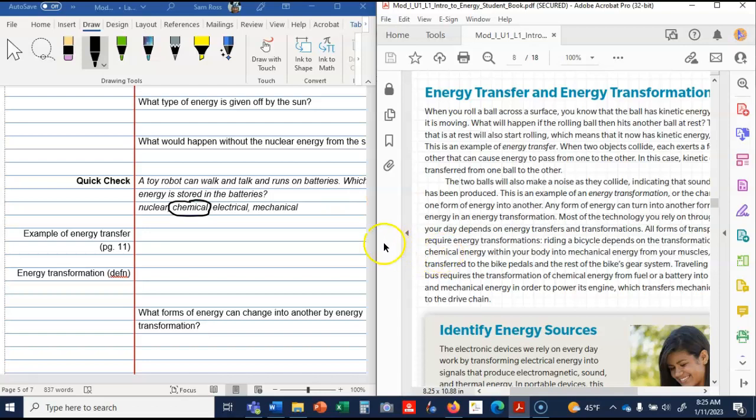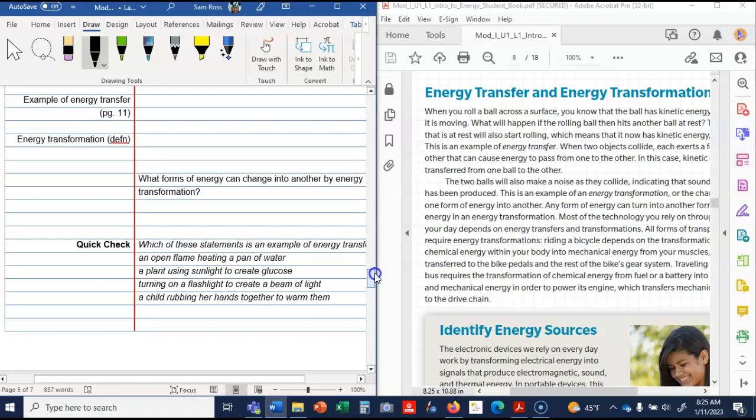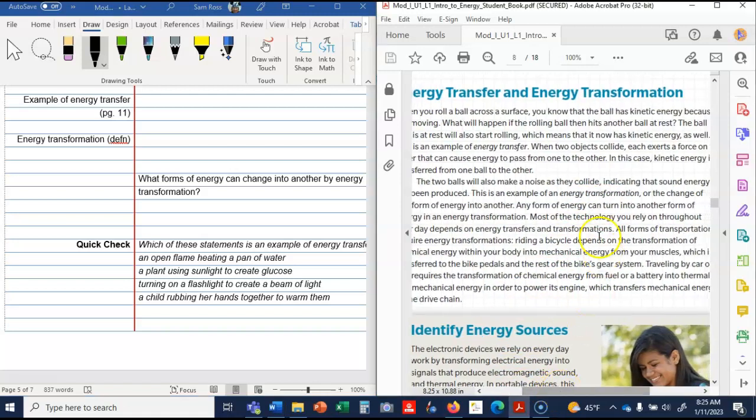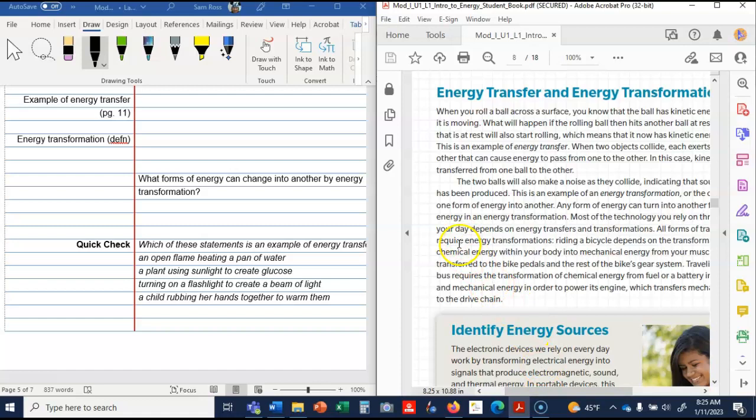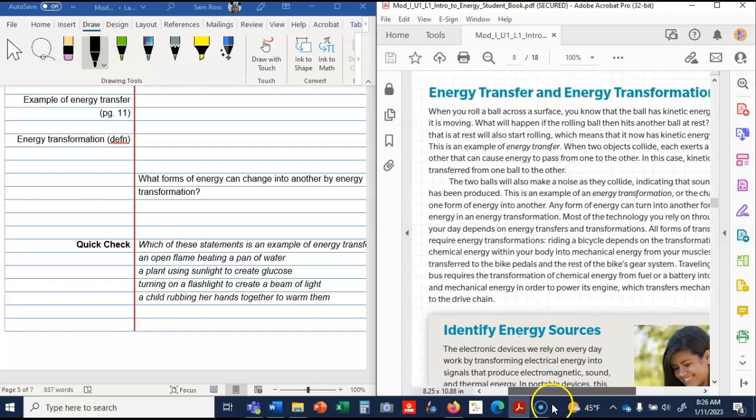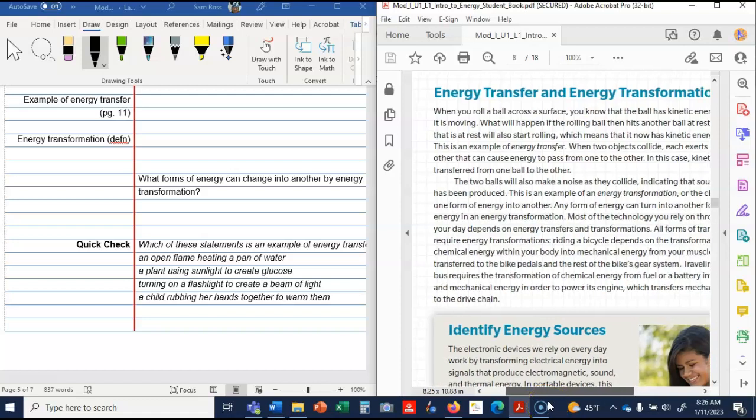Okay? So let's get the definition for energy transformation. So we are here. Energy transformation. Okay, so we have an example. Right there, in the second paragraph, the second sentence, it says, this is an example of energy transformation, or the change of one form of energy into another. That's going to be your energy transformation.